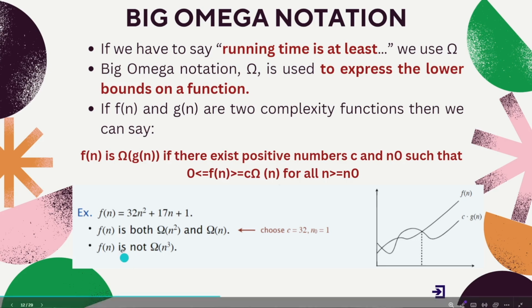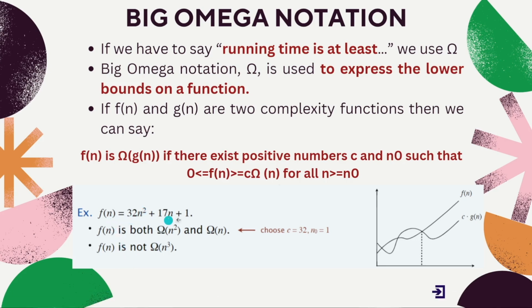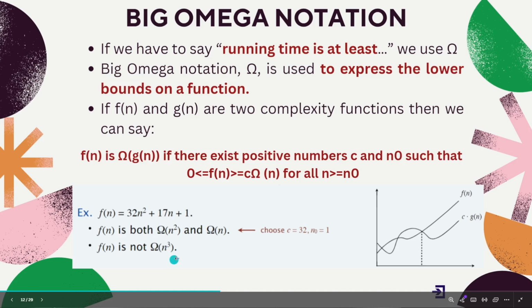Here we have an example, f of n is 32 n square plus 17 n plus 1, and if I am asked to find the lower bound for this function, it could be both n square or n. If we choose the value of c as 32 and n naught as 1, it could be omega of n square or omega of n, both can be its lower bound, but it can never be omega of n cube.